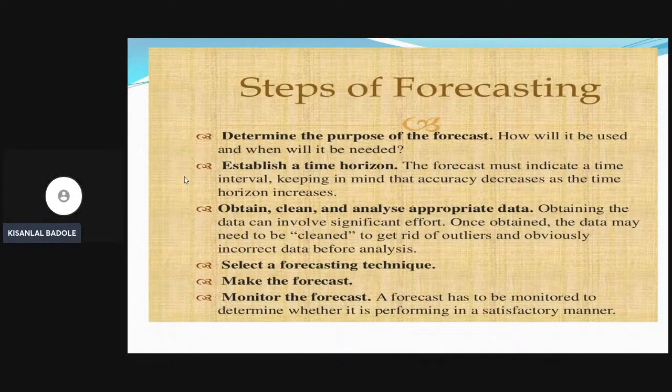Obtain, clean, and analyze appropriate data. Obtaining the data can involve significant effort. Once obtained, the data may need to be cleaned to get rid of outliers and obviously incorrect data before the analysis. Select the forecasting technique. Make the forecast as well as monitor the forecast. Which type of technique is required depends on the forecasting purpose. Make the forecast and monitor it. A forecast has to be monitored to determine whether the performance is satisfactory.